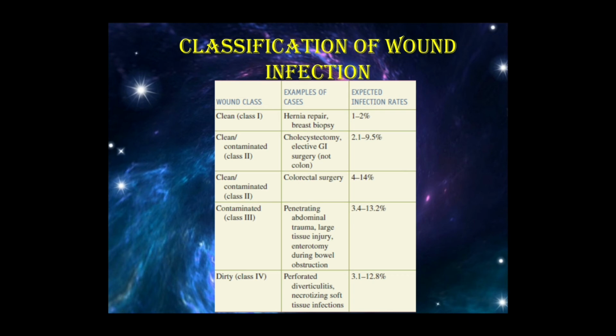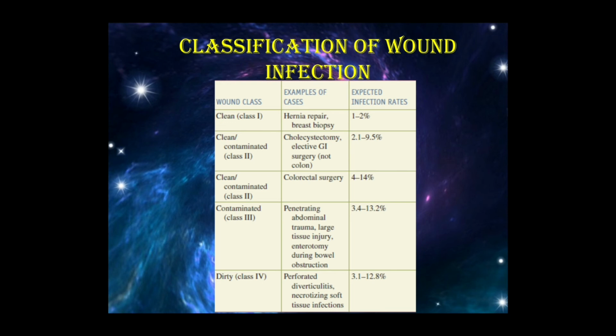There are plenty of factors that need to be addressed with this percentage, which goes with the counseling of the patient. I'll be just briefing. Class 1 is hernia surgery with breast biopsy, where the percentage is 1 to 2%. Clean contaminated, such as cholecystectomy and elective surgeries where the patient is planned for elective surgery, the incidence is 1 to 9.5%. Clean contaminated, where colorectal surgery is involved, the percentage usually goes high because of the high colonization of bacteria.